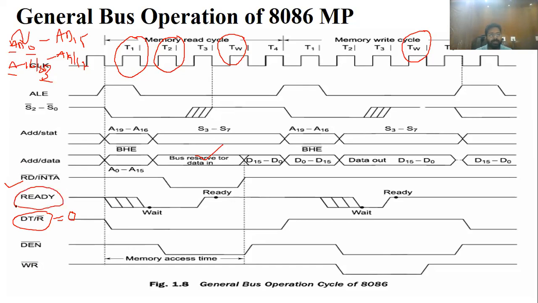What does the ready pin mean? You can use this pin to match the speed of the slow memory devices and the CPU. In the same way, the microprocessor performs the write operation.